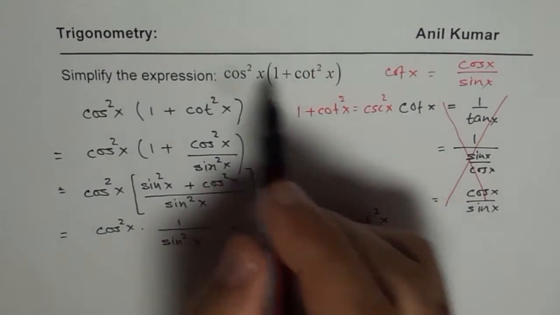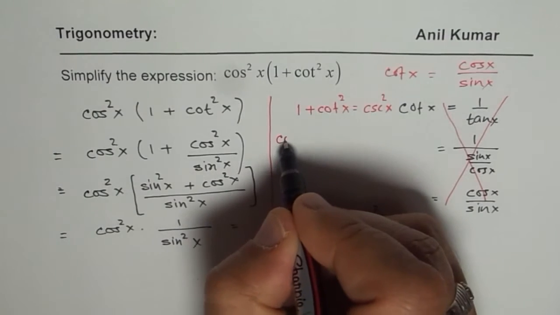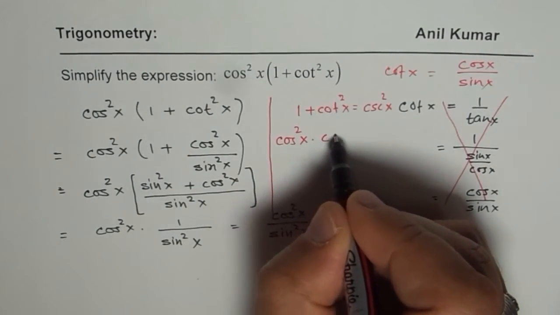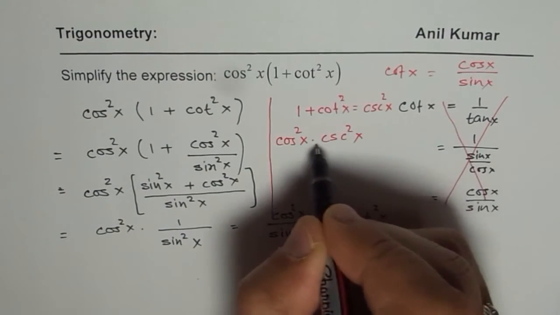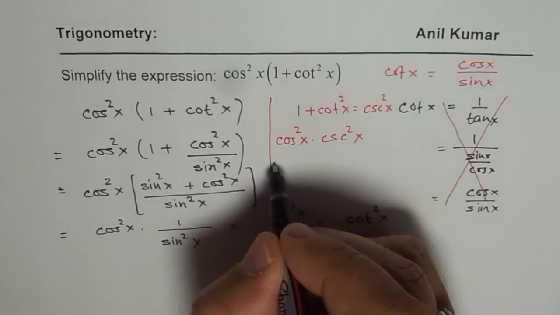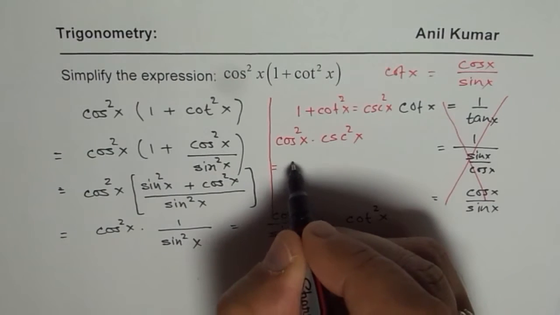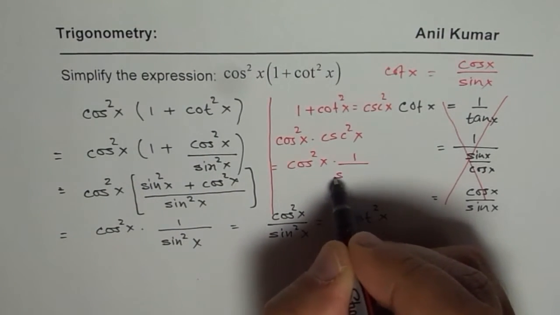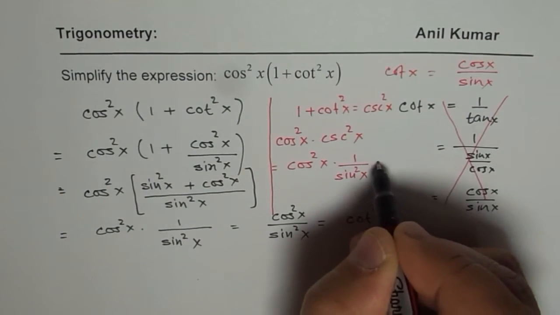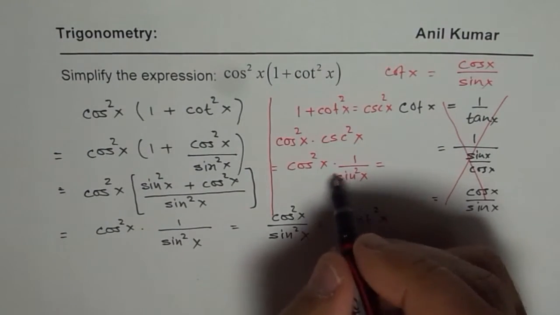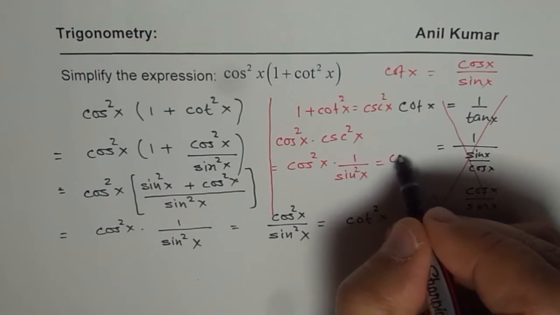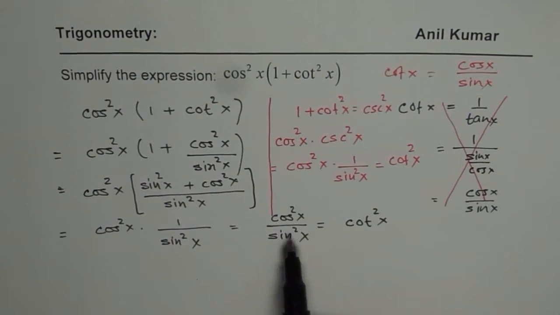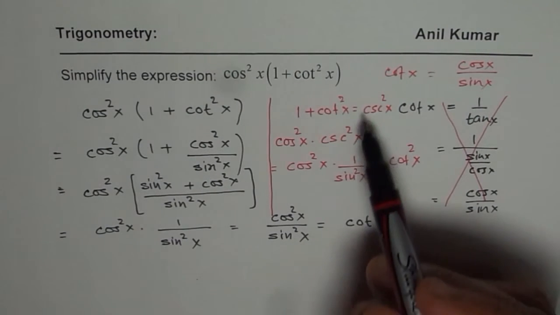In that case, our solution was this expression is equal to cos square x times cosecant square x, and then cosecant square x could be written as 1 over sine square x. So we get cos square x times 1 over sine square x, and that is cos over sine, which is cot square x. You get the idea. So we could have got cot square x in this fashion also.